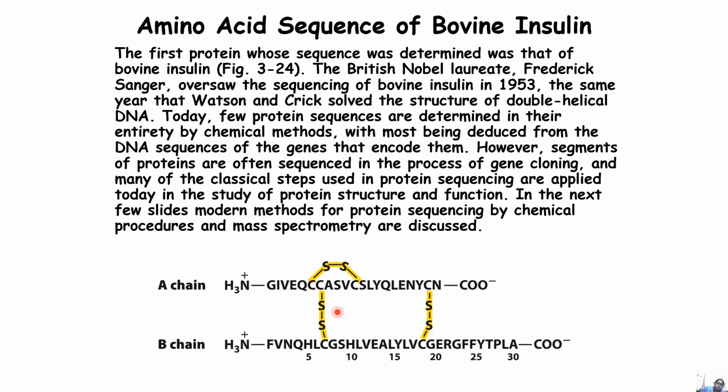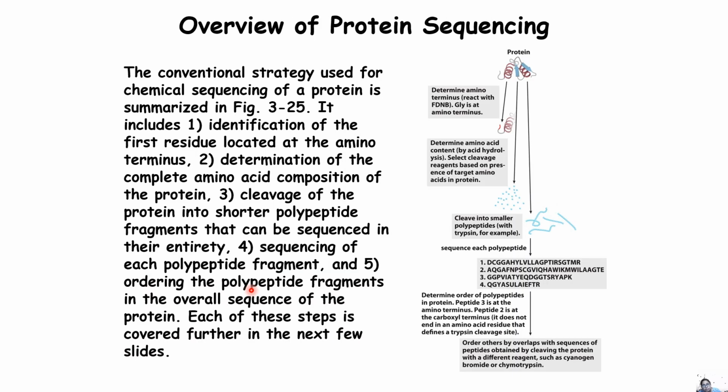However, segments of proteins are often sequenced in the process of gene cloning, and many of the classical steps used in protein sequencing are applied today in the study of protein structure and function. So in this slide we'll talk about the modern methods for protein sequencing by chemical procedures, and mass spectrometry will also be discussed.